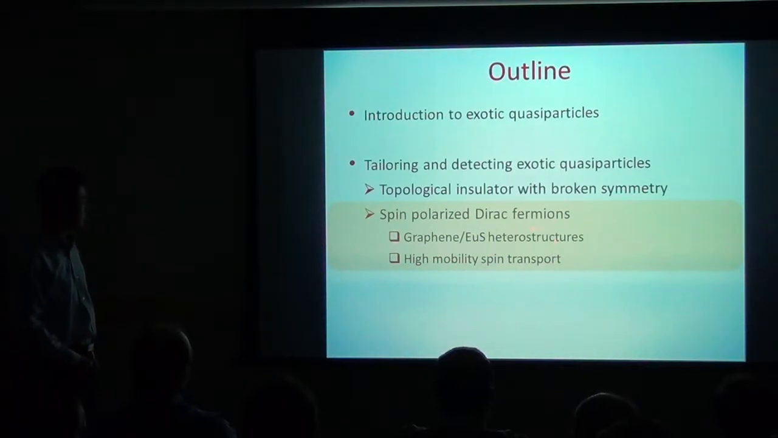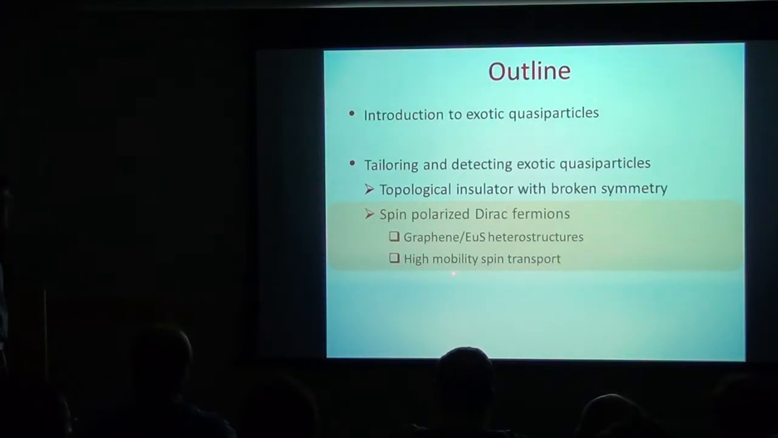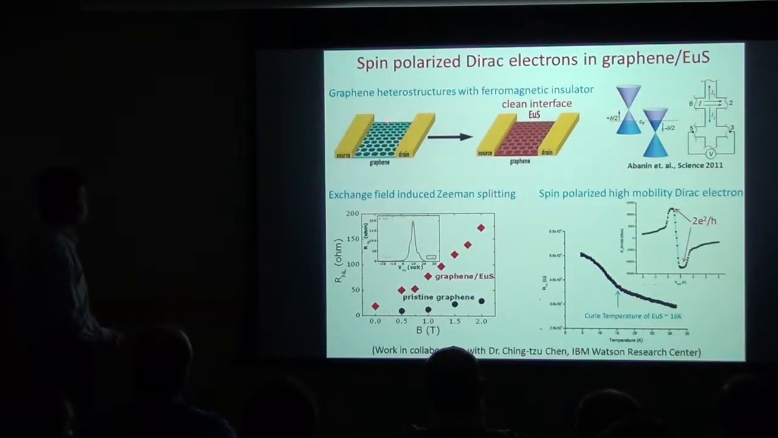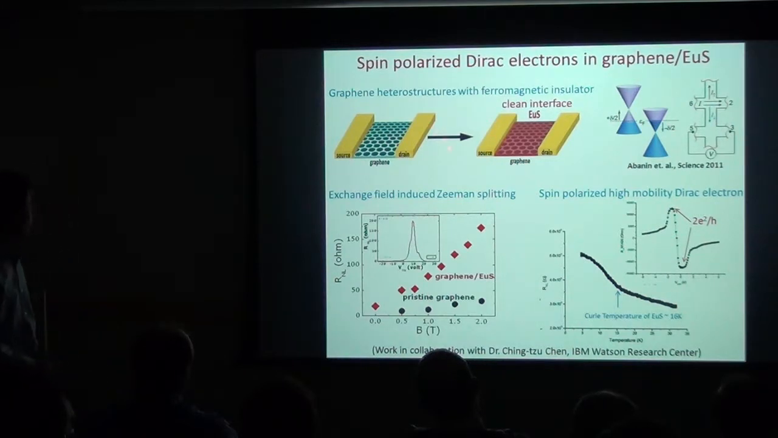So the idea is simple. We also make graphene europium sulfide heterostructures. And in these heterostructures, our goal is to create relativistic spin polarized Dirac electrons. So how to do that? We still use the same high vacuum multilayer growth technique.